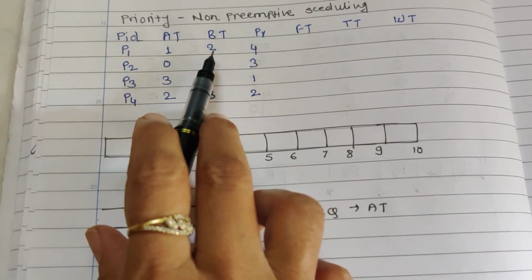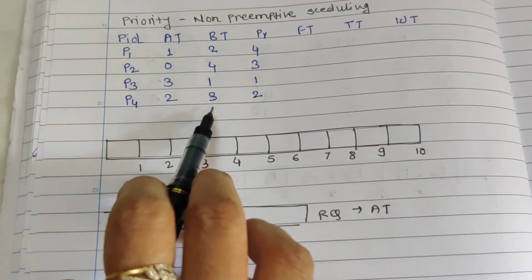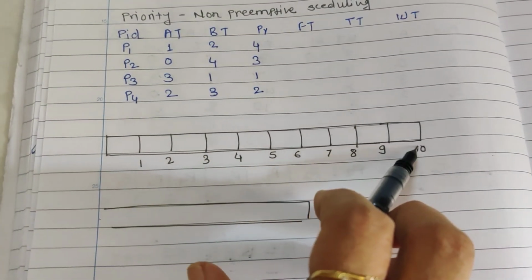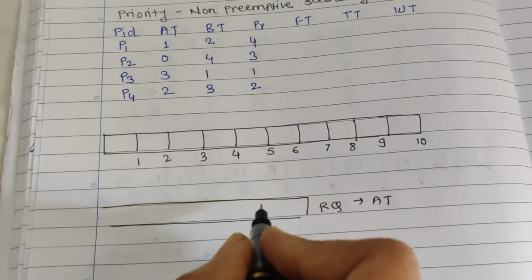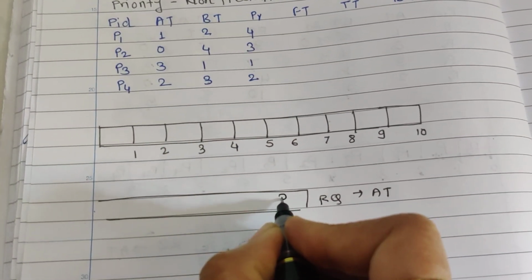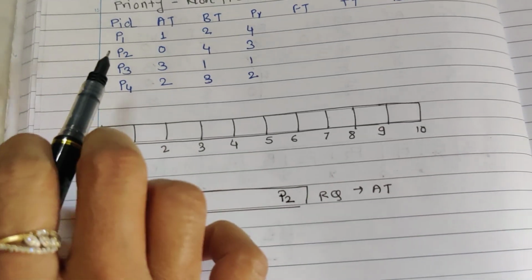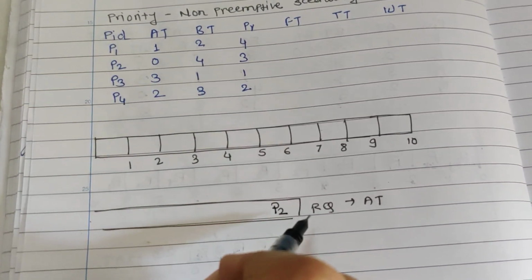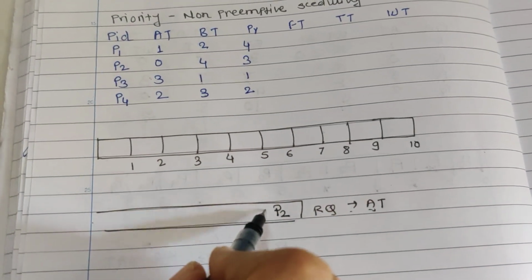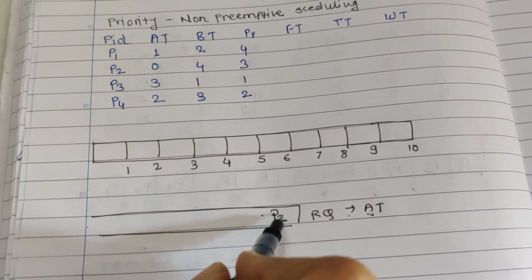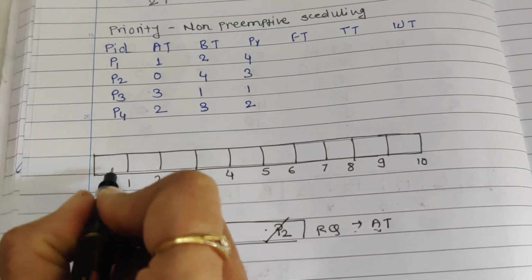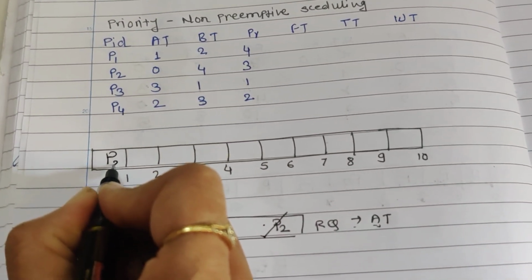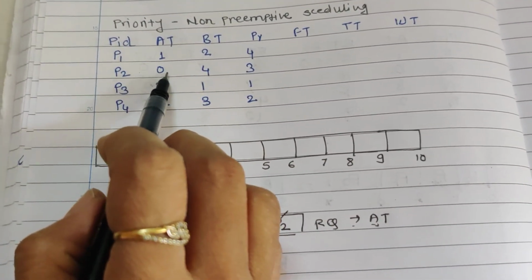As the sum of the burst time of all these processes is 10, I have drawn 10 time slices over here. First, by default, we have the process P2, which comes into the ready queue. Process P2 is a process with the arrival time 0. So by default the ready queue will be as per the arrival time. P2 is the only process, so you have to start the execution of process P2. Process P2 we have started.